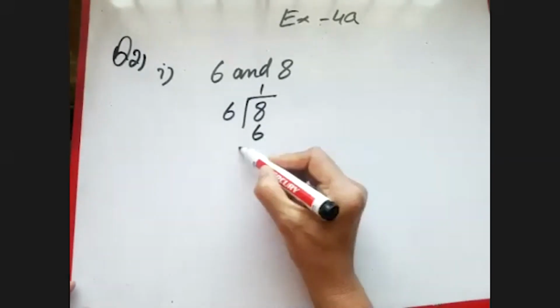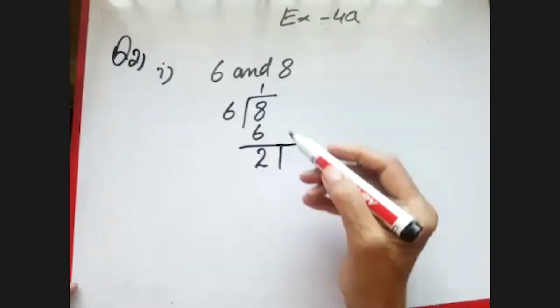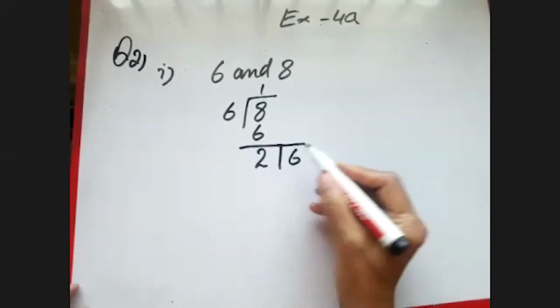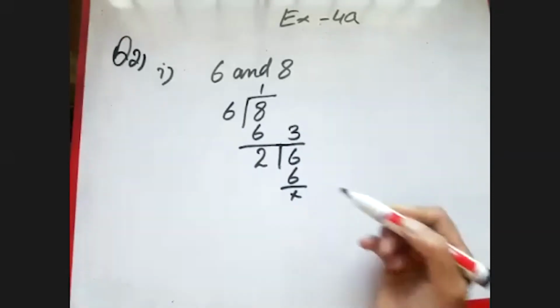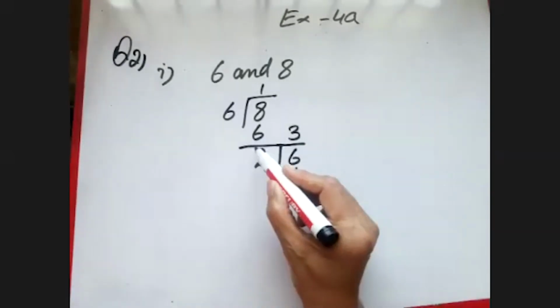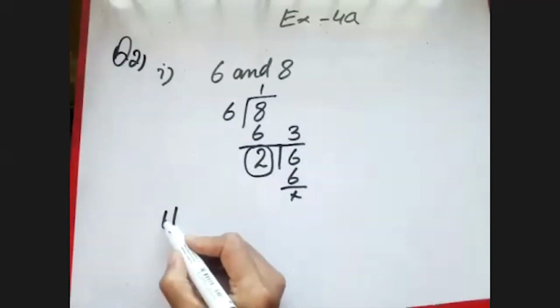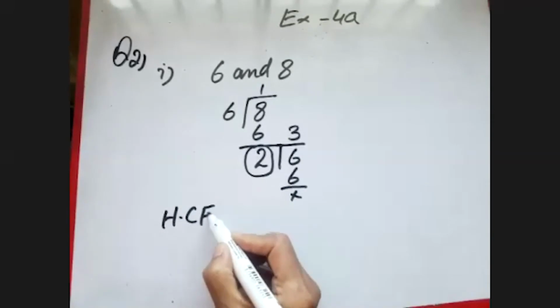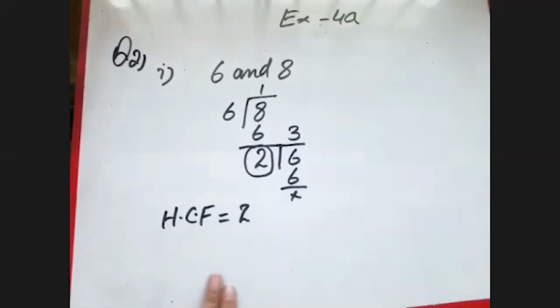6 1 times is 6, 2 left. So your divisor becomes your dividend. 2 3 times is 6. It is exactly divisible by 2. The last divisor is your HCF, highest common factor, 2. And you know that co-primes are the numbers whose HCF is 1.